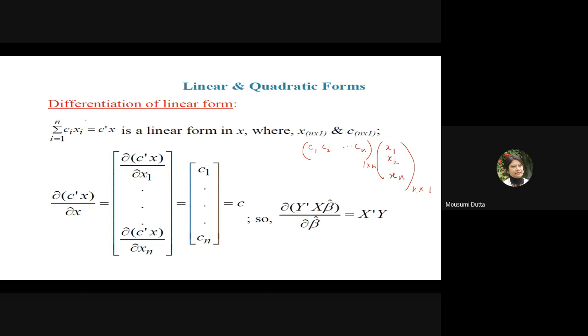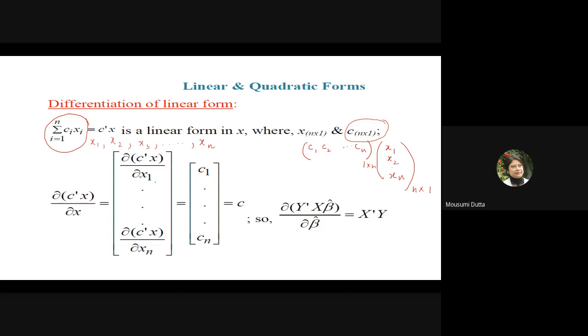So what we are doing, I have summation Ci xi. I am taking the derivative first with respect to x1, then with respect to x2, then with respect to x3, and so on, and finally with respect to xn. Now, when I am taking the derivative, I have to consider the column-wise derivative because originally C is a column vector.